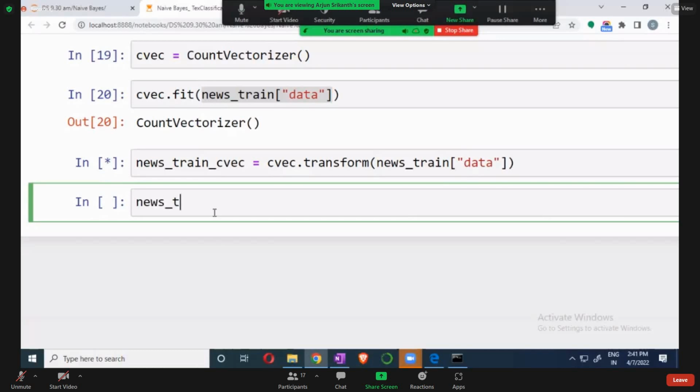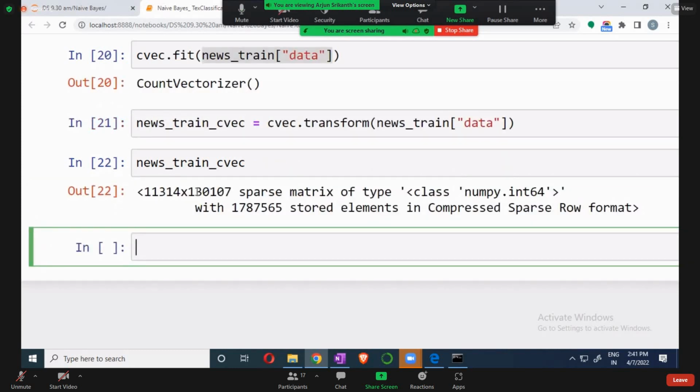News train underscore Cvec. If you give it, you can see the shape here.